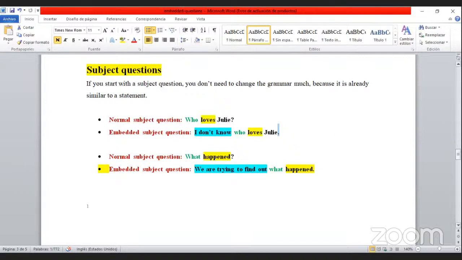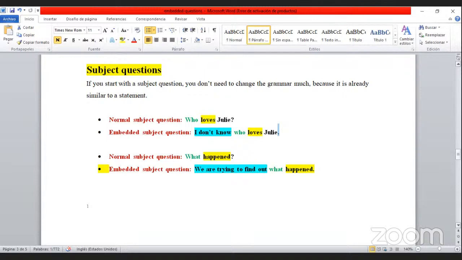Okay, so what about this grammar? Yes, it's understandable. It's okay. Yes, like you said, long. Yeah, because we use it with all tenses.